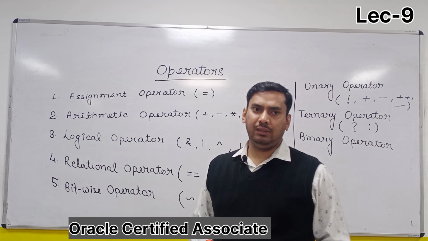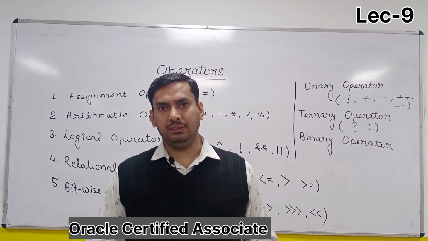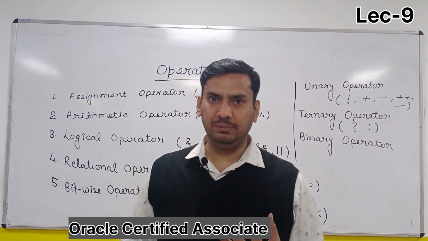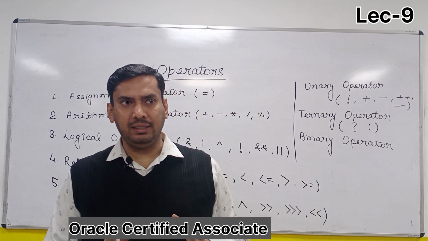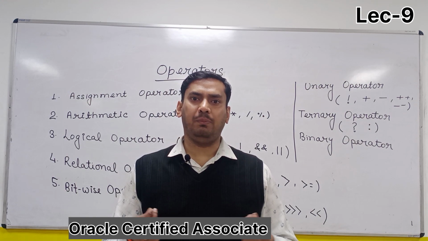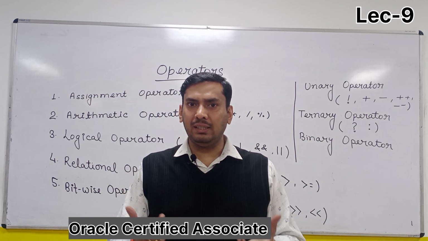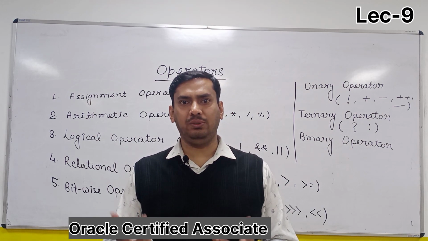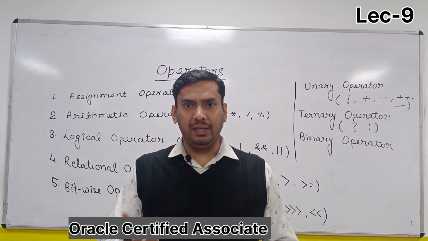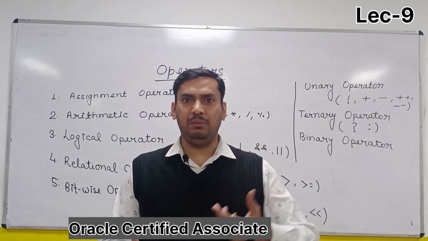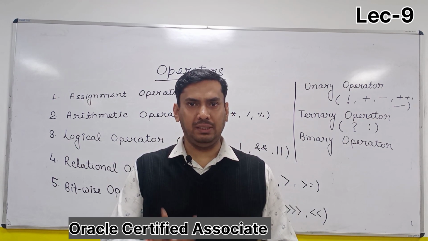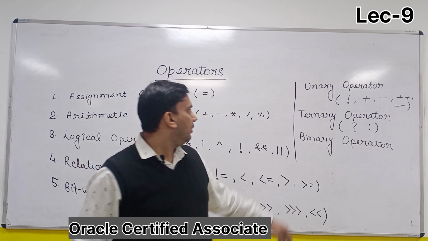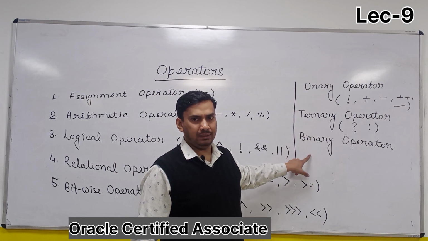First of all, broadly we categorize the operators into three categories, and this categorization is based on the number of operands. Operands are the values on which you want to apply a certain operator. Let's say you want to write a plus b. So a is the first operand, b is the second operand, and plus is the operator. Based on the number of operands, we have three types of operators.